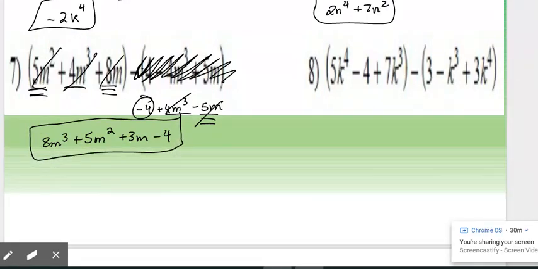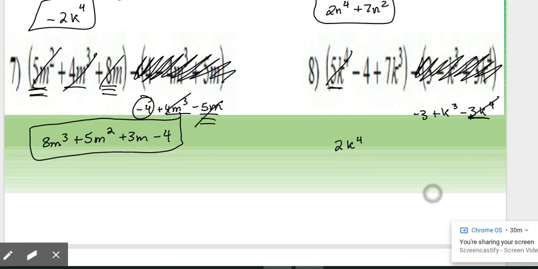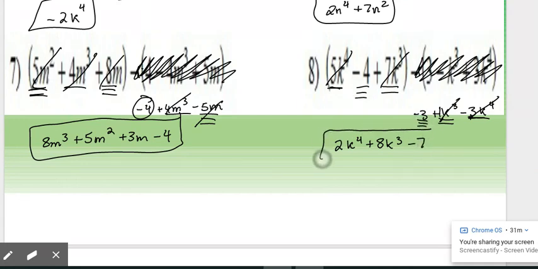Last one here, number 8. Distribute the -1. So I get -3, positive k to the third, and -3k to the fourth. Don't need this. We need to start combining our like terms. K to the fourths. 5 plus -3 is 2. My k to the thirds, 7 plus 1 is 8. And then we have our constants. Negative 4 plus negative 3 is negative 7.